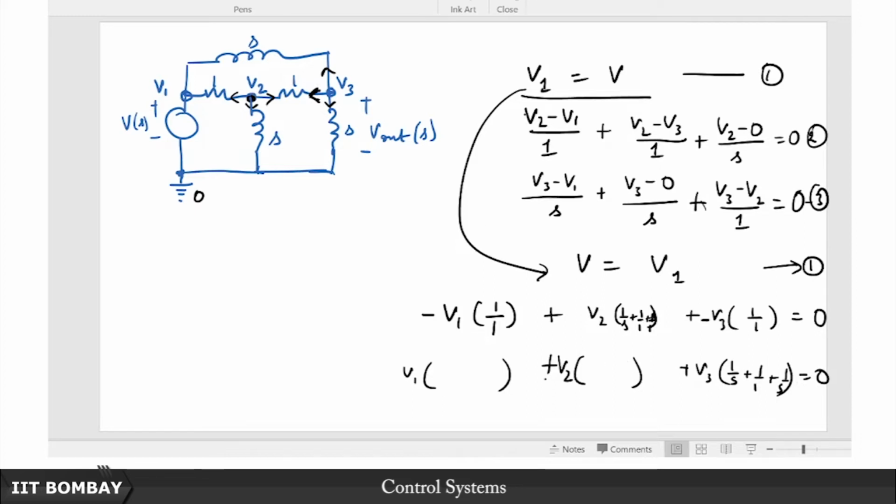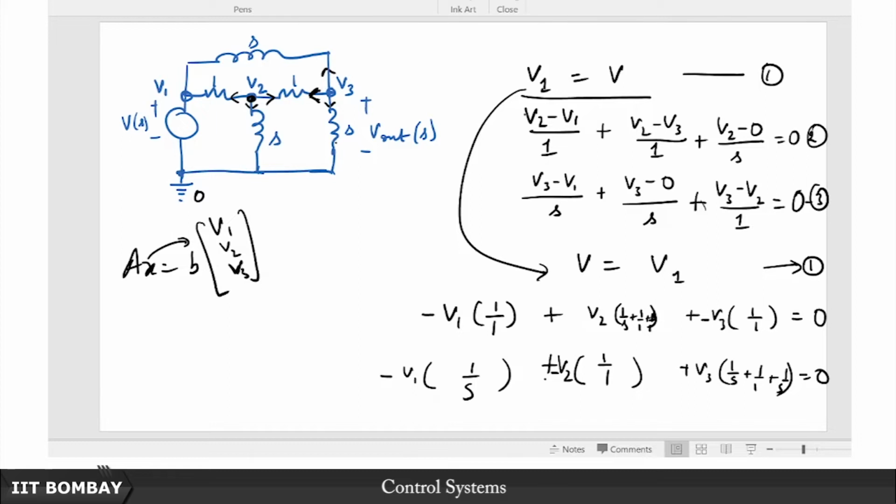So it is with a minus sign 1 over 1. What about V1? 1 by S is common between V1 and V3, so it is with a minus sign, I will write 1 over S. That is it. So now again I have the same form, that is Ax is equal to B. This time my x's are exactly the V1, V2, V3 vector. So if I just solve for V3 directly from here, I will have my output.